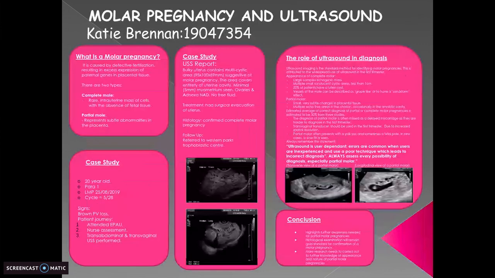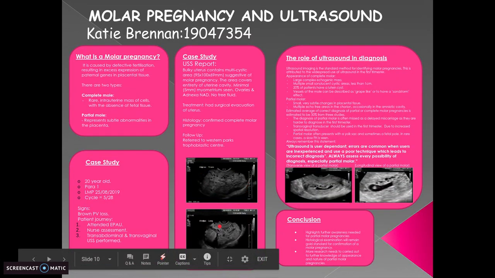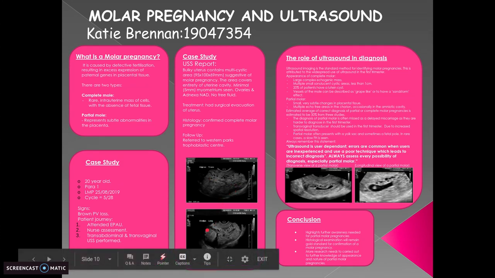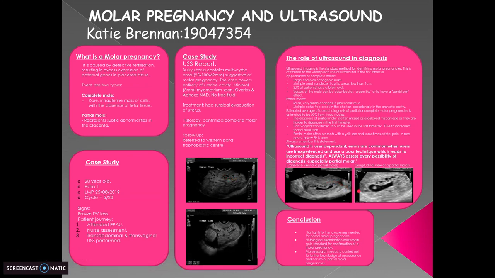A complete mole can be described as an intrauterine mass with multiple anechoic spaces which are grape-like or described as a sandstorm effect with no embryonic tissue present. A partial mole is more complex in appearance, as in most cases a gestation sac, yolk sac and fetal pole will be present, and in some cases a fetal heartbeat.